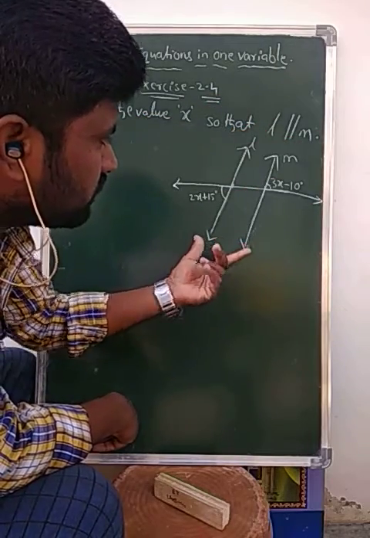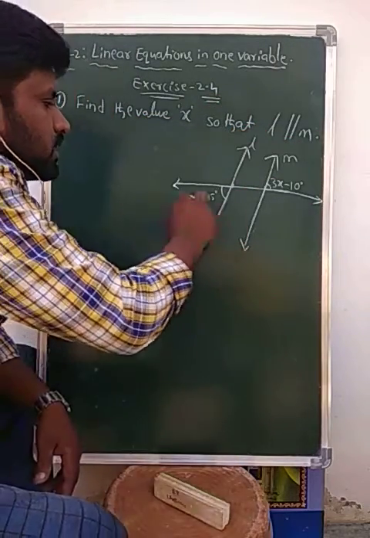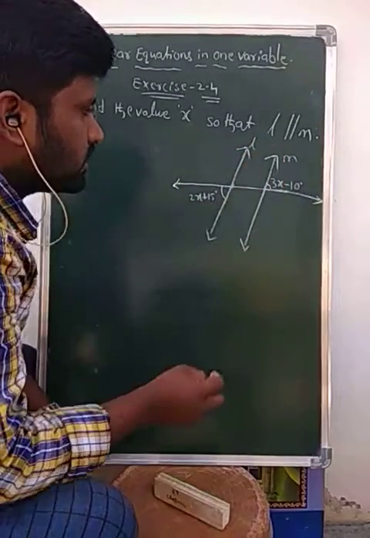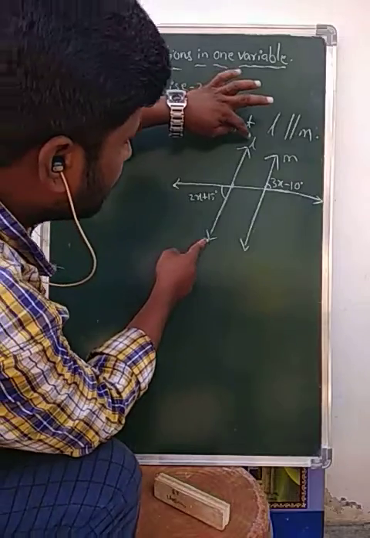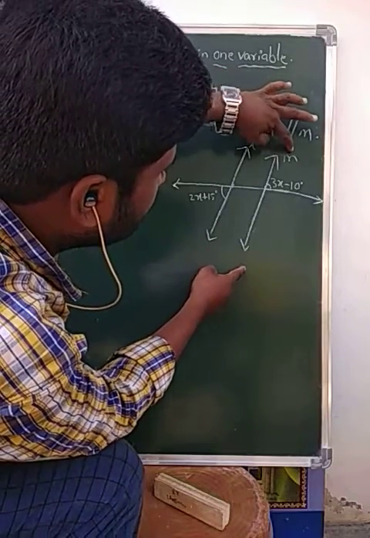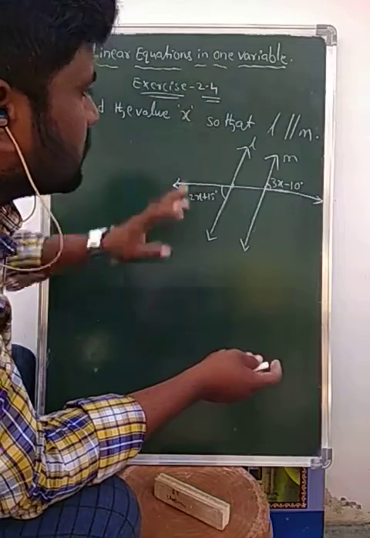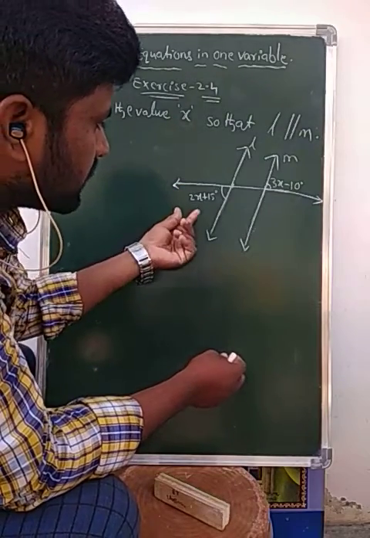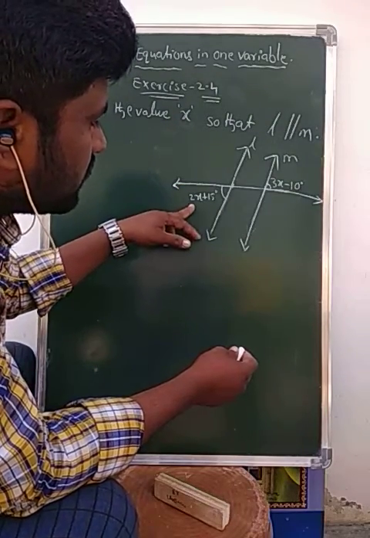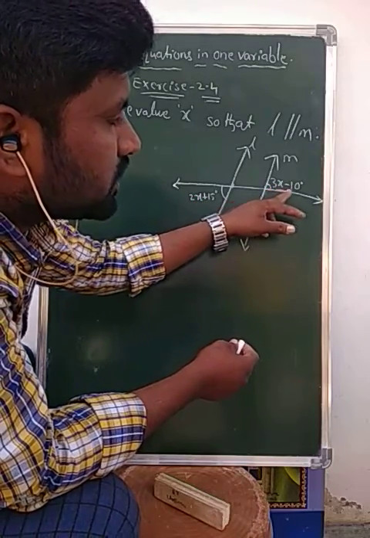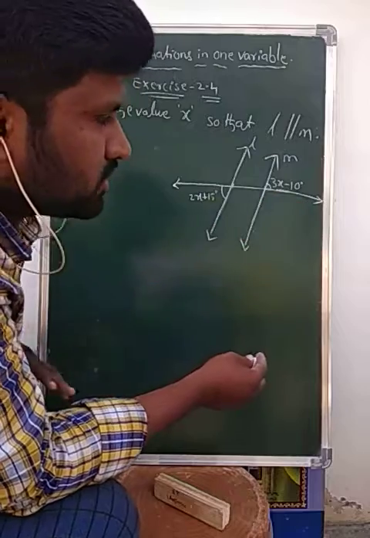So observe the figure, Nana. It is a straight line, and L and M are also lines. Yes, the line L and the line M are parallel lines. Now we need to find the x value. You observe the angles here. Here it is given 2x plus 15 degrees, and here 3x minus 10 degrees.